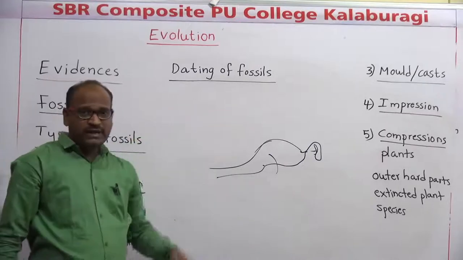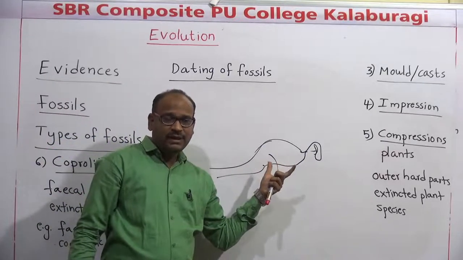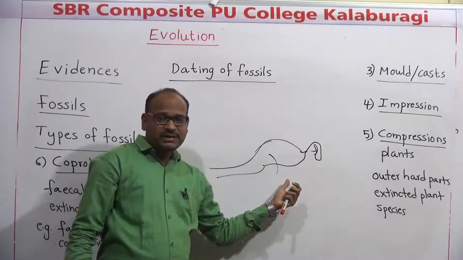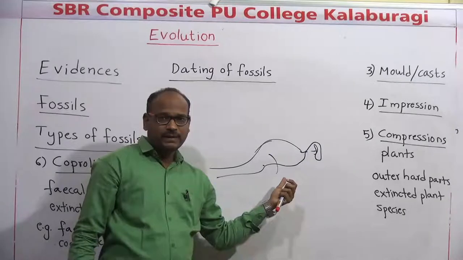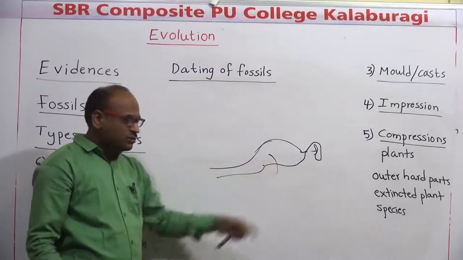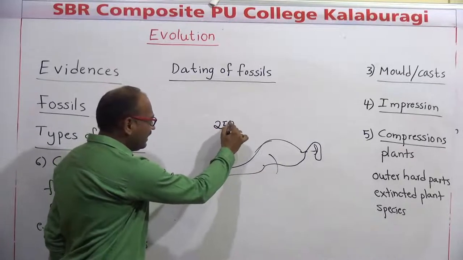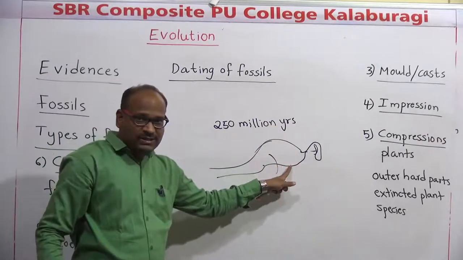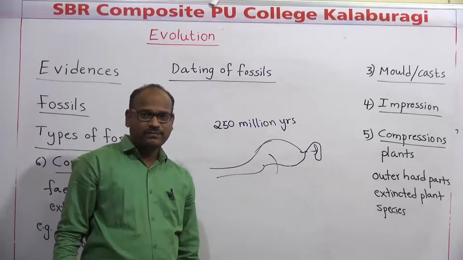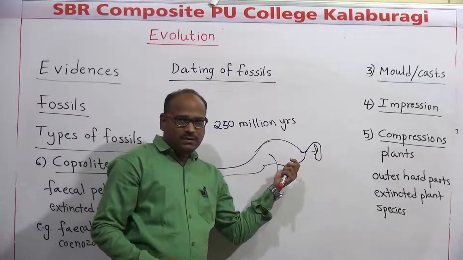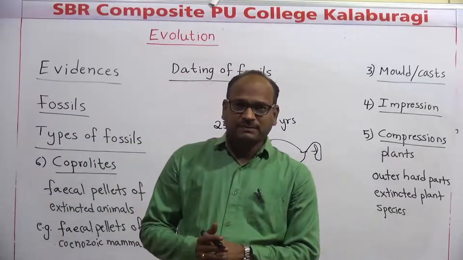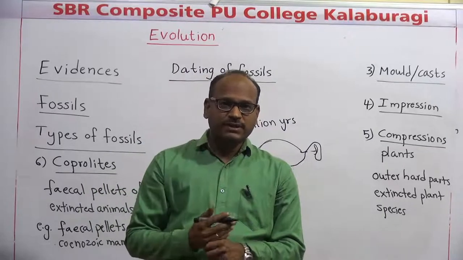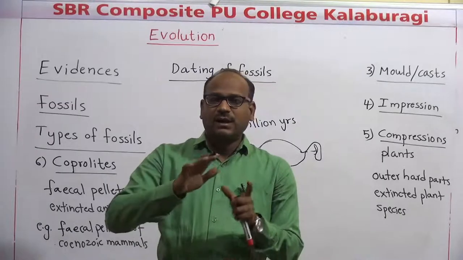To find out the age means how many years back it lived on the earth. It is the age of this fossil. For suppose this dinosaur lived some 250 million years back, so this fossil's age is 250 million years. Don't confuse it with our age. Our lifespan is 100 years. We say now my age is 40 years, and your age, students, is some 17 years. Don't confuse it with this age.